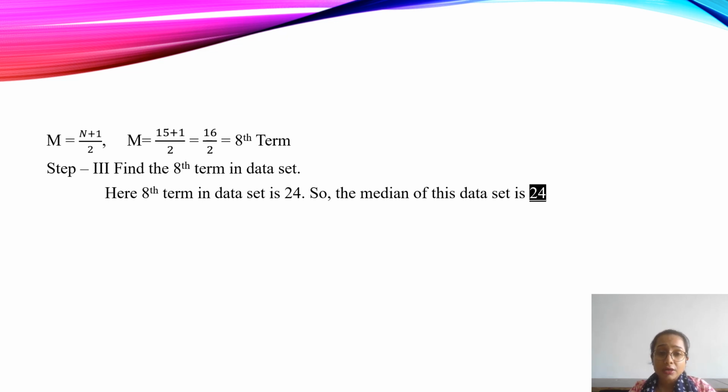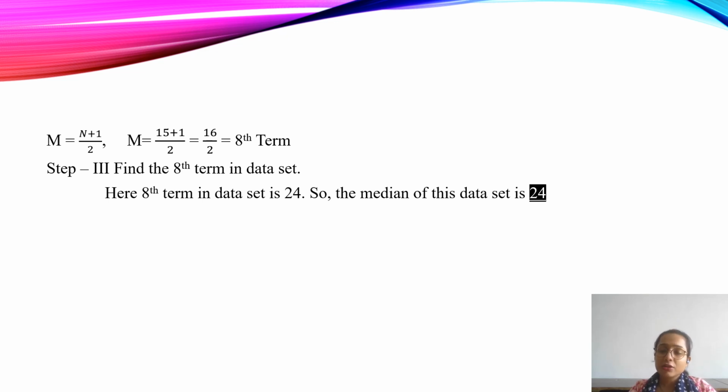8 is the term. Okay, the third step is that whatever term you get by applying the formula, you have to find it in the data set. So after getting the number 8, the eighth term in the data set is 24. So 24 is the median.